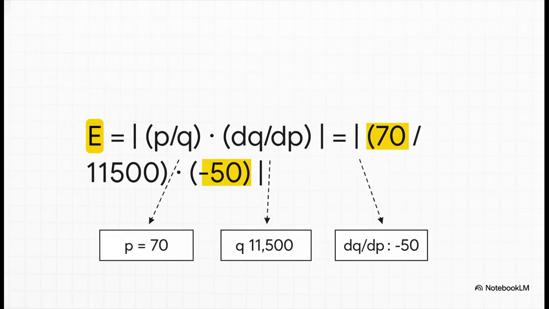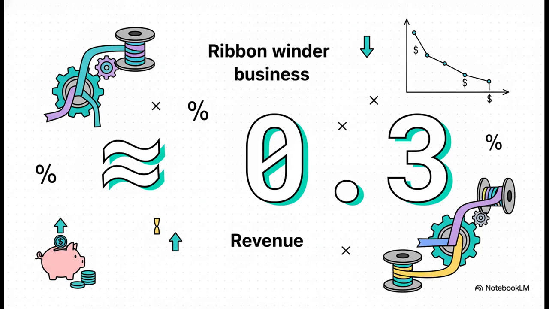So that's the absolute value of our price, 70, divided by our quantity, 11,500. And all of that is multiplied by our derivative, negative 50. You run the numbers, and you get about 0.3. Fantastic! We have a number.